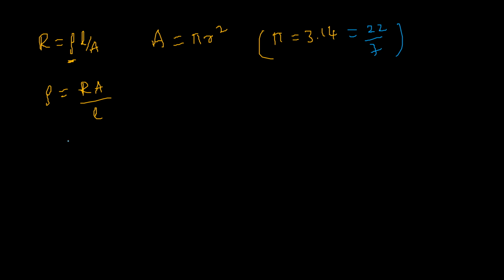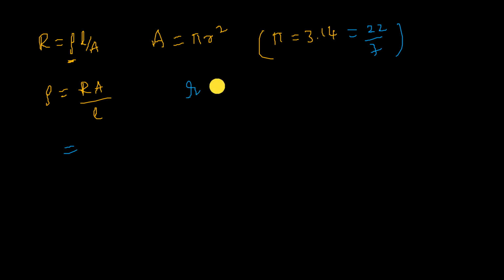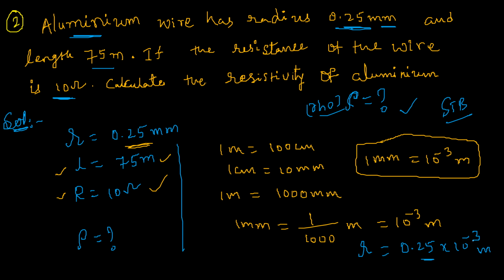Now you can substitute. You can go back and check the data. R is 10, L is 75, and the radius is 0.25 into 10 power minus 3 meter. We can also write the radius as 25 into 10 power minus 5 meter. Here two zeros are there, so those two zeros are transferred, we write 10 power minus 2, and 10 power minus 3 will become 10 power minus 5.